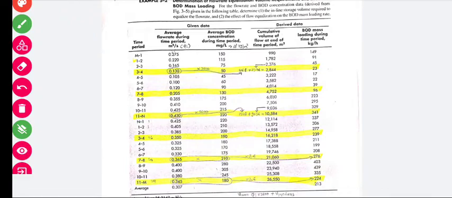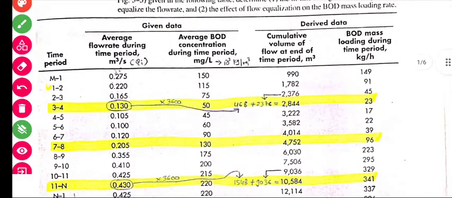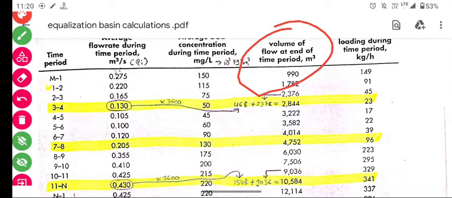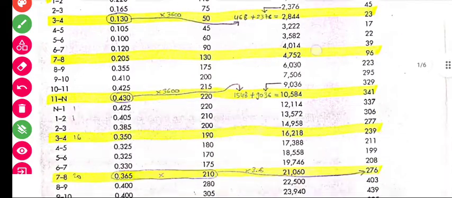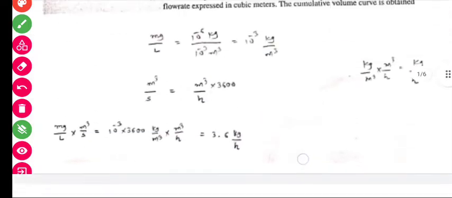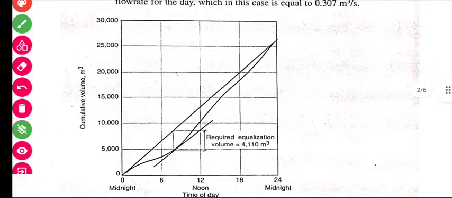Now you have to plot the graph, because time you know and the cumulative volume you got. Now just plot the graph, and from the graph you will get the volume of the equalization basin. So here this is 24 hour, this is zero. From here you plot all the data points, and you will get a curve like this.